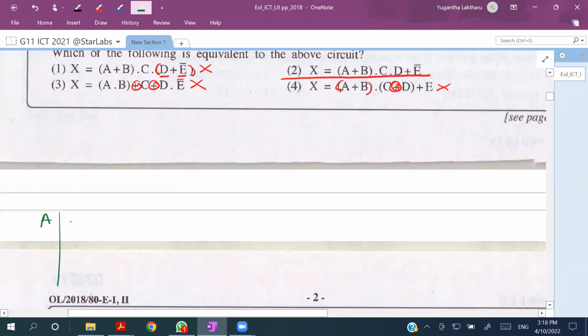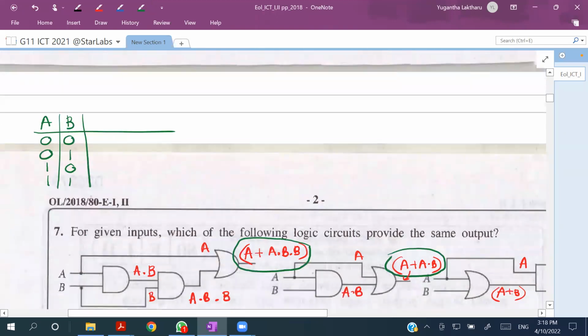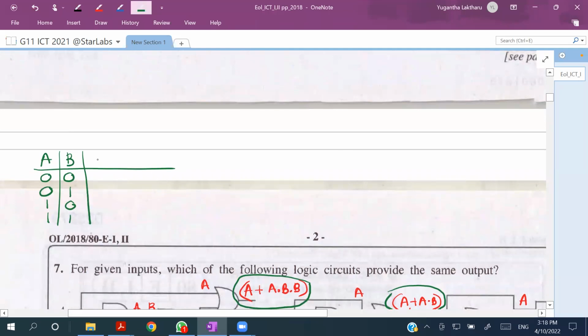So it's A column and B column. So the combinations will be like this. We know about these combinations. So let's create the very first one. To do that, we need A dot B first. So A dot B is going to give you 0, 0, 0, and 1. And again, A dot B dot B, which we can create from these two. So it's going to give you again 0, 0, 0, and 1.